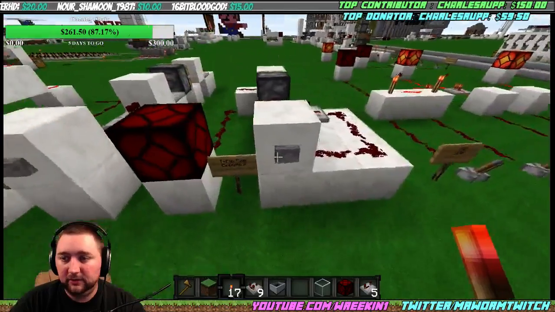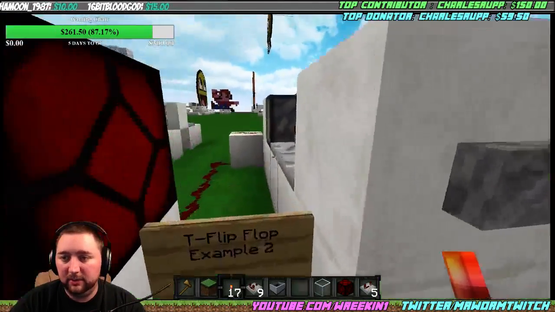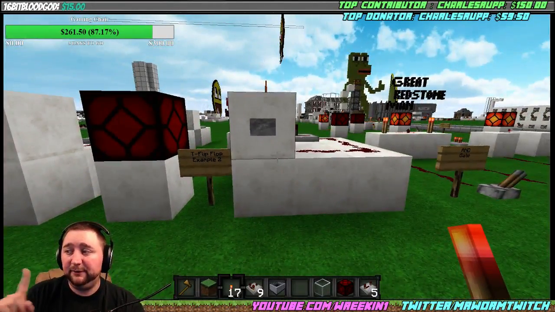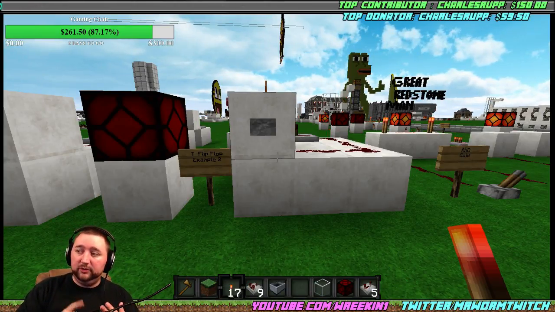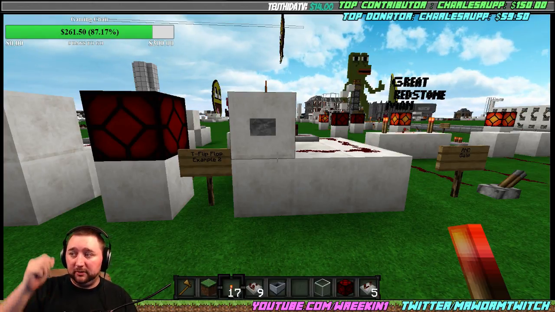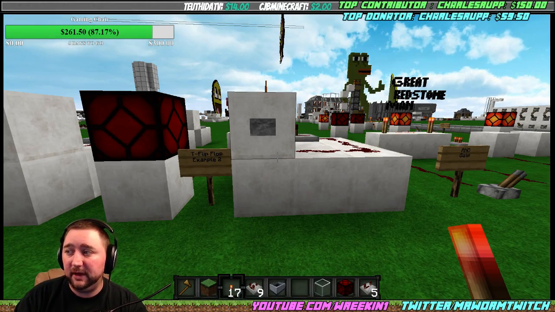Okay, and here's just another example of this one. This one is my own personal example. The only thing you need to know is that what we're doing with T flip-flops is a 1 tick pulse that goes into a piston. Okay, that either pushes a block or pulls a block. That's it. Okay, if you can do that, you can make a T flip-flop.